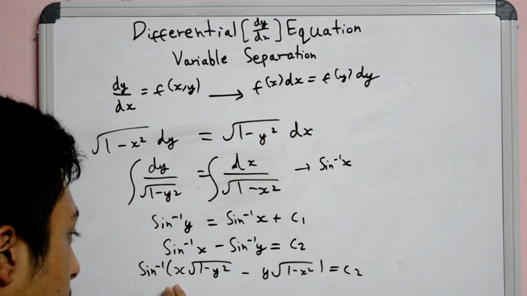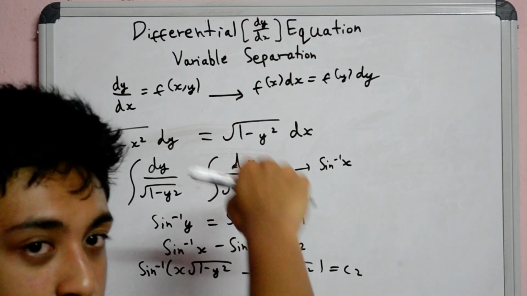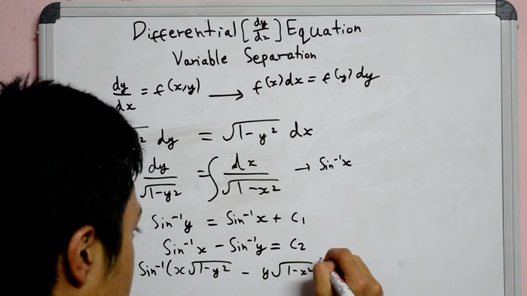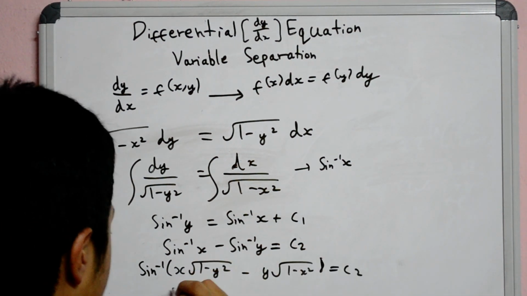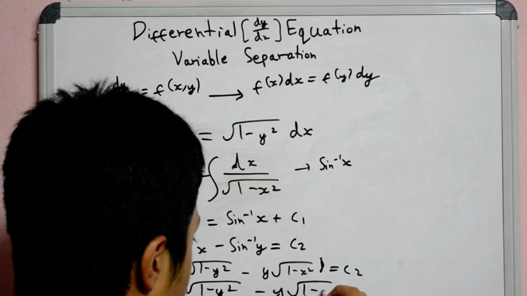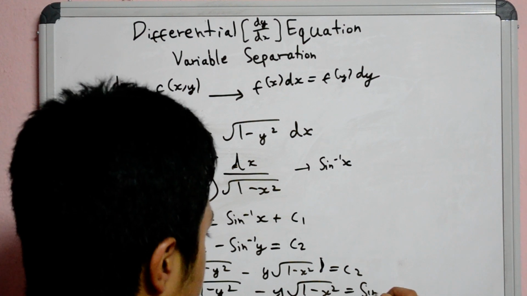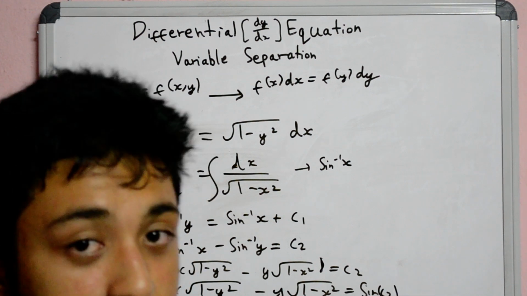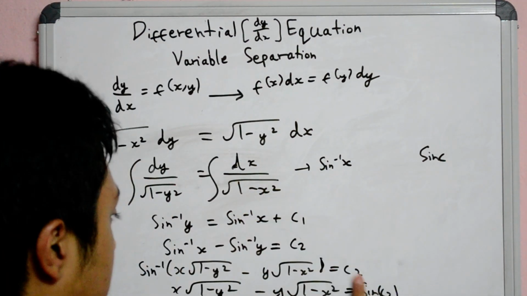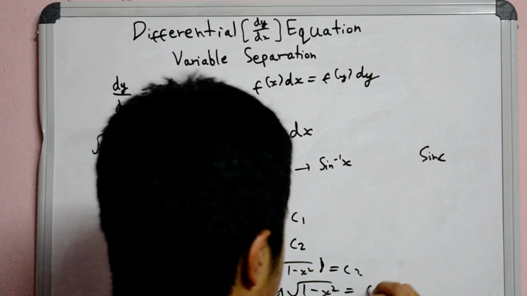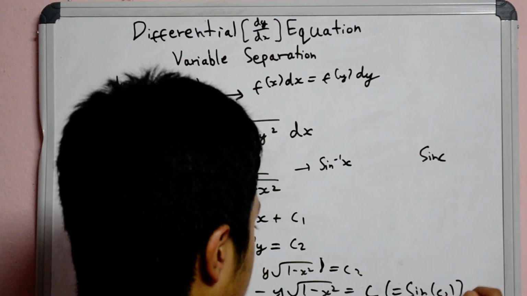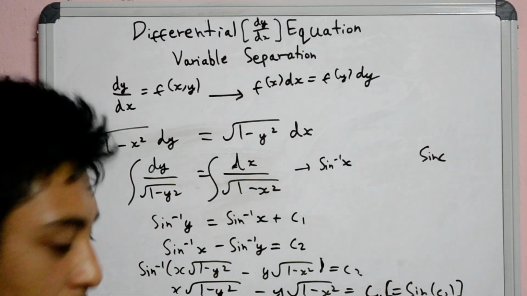So we have sine A, cos B, so cos is root 1 minus sine square B, y, and that. And what we're going to do is put the sine over here, so it's x root 1 minus y square minus y root 1 minus x square equals to sine c2. But again, like I said earlier, sine c is just another constant, so we can just write it as c, which was originally equal to sine of c2. Now this is the required answer.